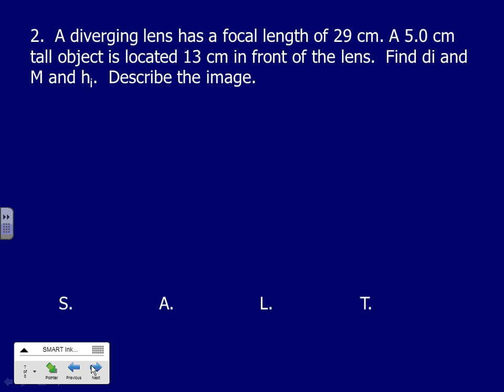Now this one says a diverging lens has a focal length of 29 centimeters. On the little practice problems that I have you do, I've put the negative in there for you. In the past, when we used to have this with the grade 11s, we wouldn't put that in. We'd expect them to know to put that negative in for a diverging. You probably would have done it anyway. No? All right. Well, then you're welcome.